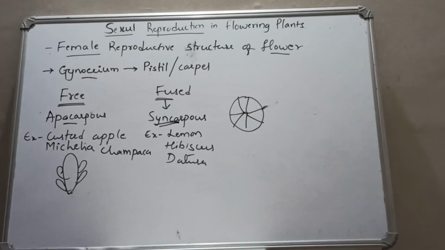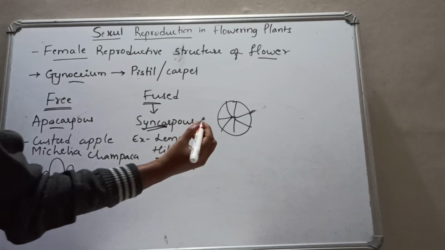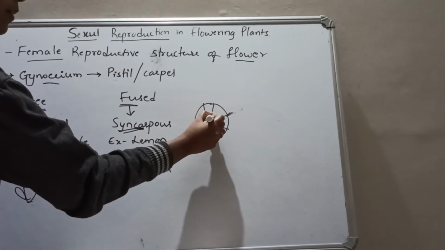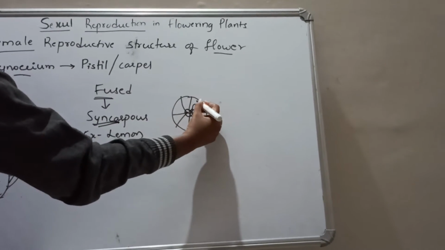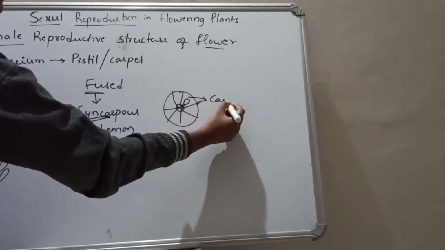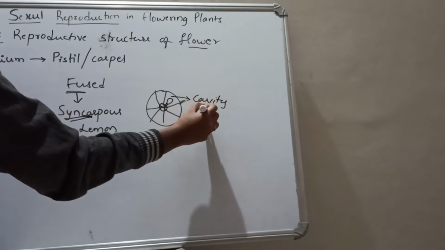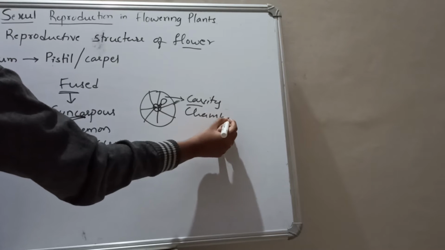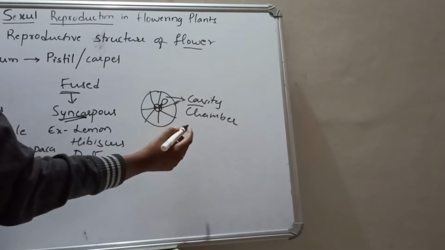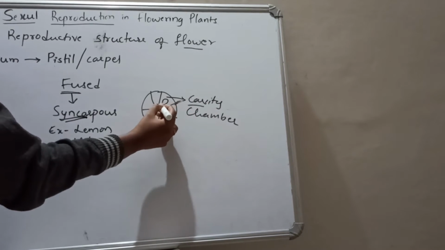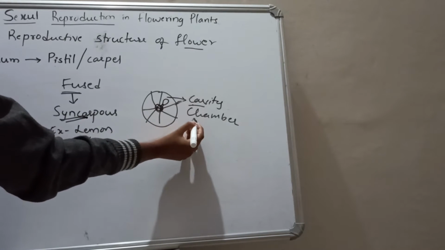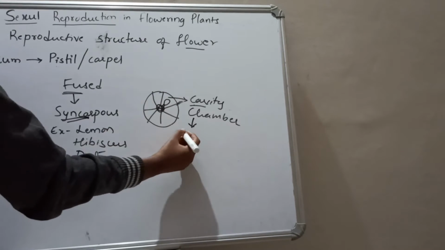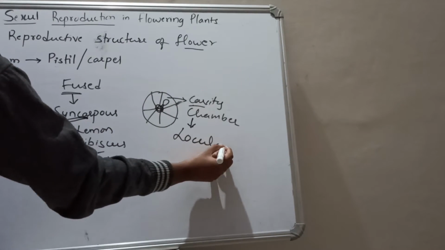Here, the ovules are arranged in the ovary on the placenta, and they form a cavity in the carpels. Cavity is nothing but a chamber. Chamber and cavity are the same. The ovules are attached to the placenta and they make a cavity or chamber, and that cavity or chamber is called a locule.